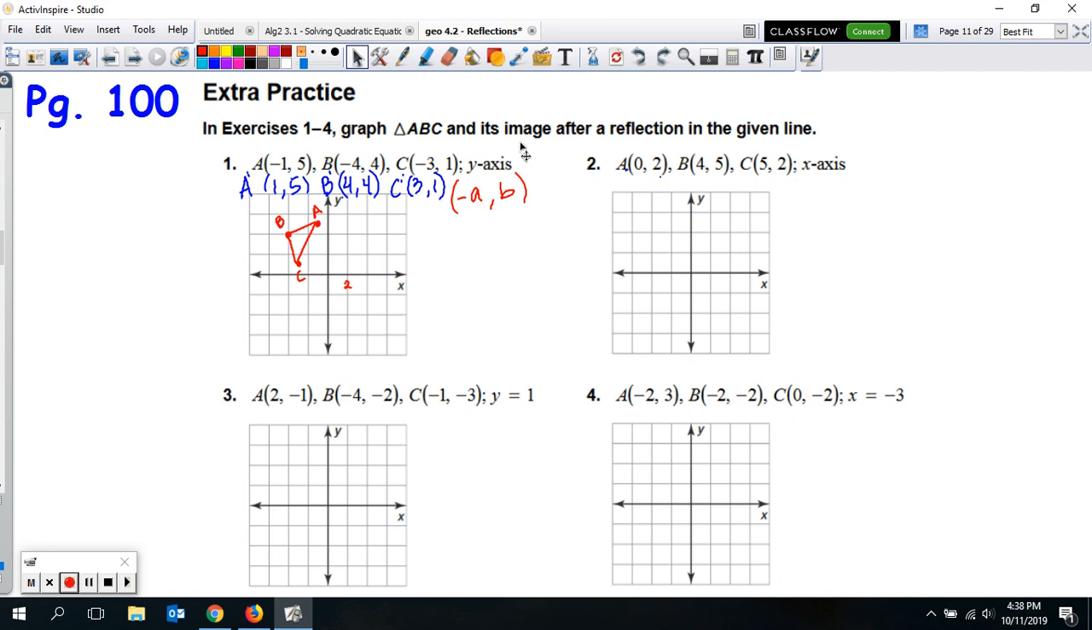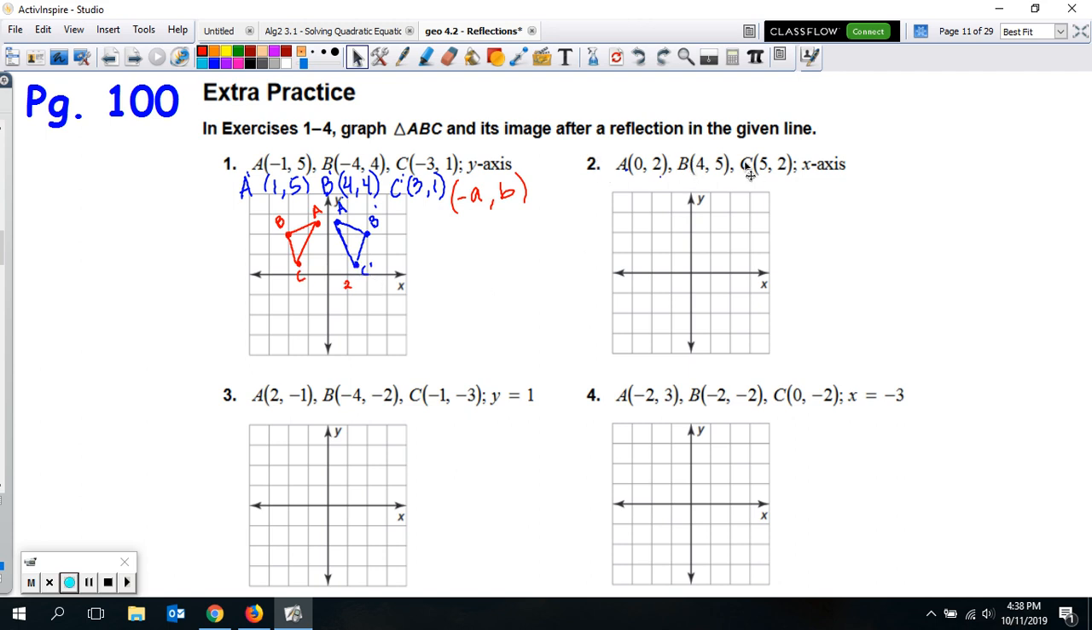So for A prime, it's 1, 5, 1 this way and up 5. It'll be right over there. B prime at 4, 4, 2 this way, 2 up. And then 3 to the right and 1 up for C prime, and then you go ahead and do the same thing by connecting the dots together, and that should look like now a reflection just right over this. Every one of these points is exactly the same distance away from that line of reflection, like from the mirror. It's exactly the same distance.